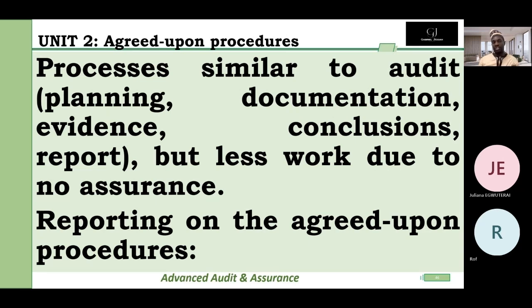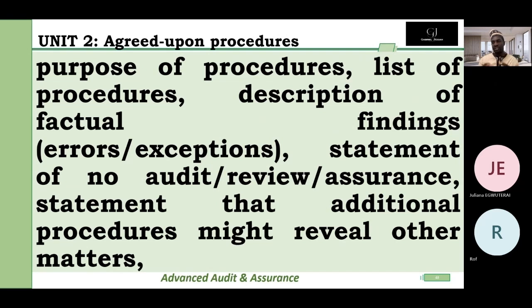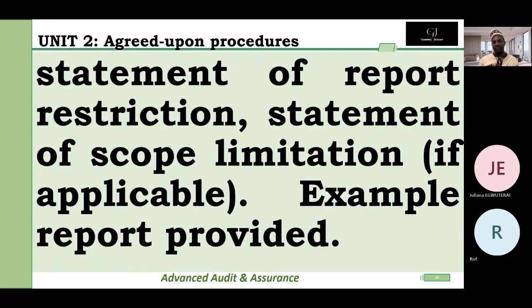But the reporting on these agreed upon procedures entails a report of factual findings, which includes a title, addressing it to the client, then the identification of the information you were asked to work on. The statement of agreed procedures based on ISRS 4400 speaks to compliance, a statement on independence if relevant, what is agreed upon, the purpose of the procedure, the list of procedures performed, the description of the factual findings, whether there are errors or exceptions, and a statement of no audit or review or assurance. Also the statement that additional procedures might reveal other matters, and the statement of report restriction is what an agreed upon procedure engagement is all about. There must be a statement of scope that, okay, you have limited me to this scope or this procedure to work on. And an example of the report is provided to the auditor to perform.